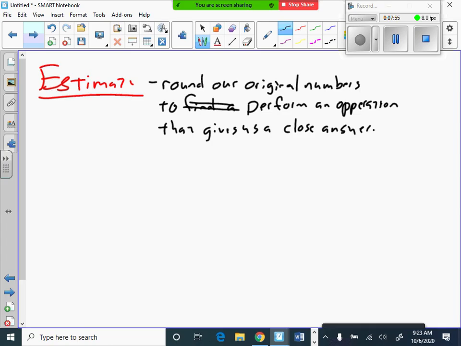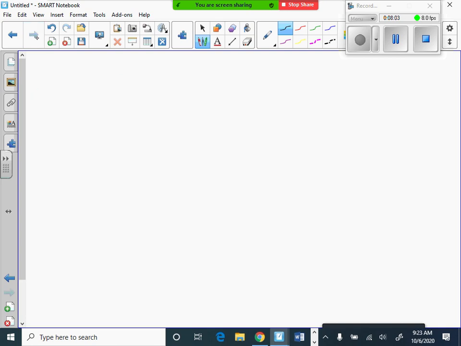So estimate is something we do before we do the operation. Rounding is something we do to specific numbers. Okay? Everybody good there? Perfect. Let's do the practice problems. Open up your book, page 204.